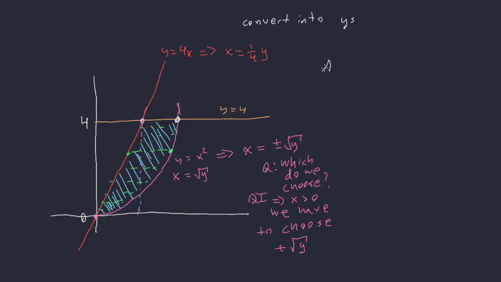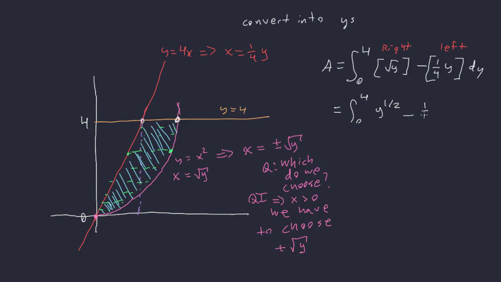Because to find the area now, it's going to be the integral from 0 to 4 of the right side, so square root y, minus the left side, which is 1/4 y. Notice I'm putting these in brackets just to really drive home the fact that we're doing right minus left. Okay, so this is the integral from 0 to 4 of y to the 1/2 minus 1/4 y. So when we integrate this, we're going to get 2/3 y to the 3/2 minus 1/8 y squared, evaluated from 0 to 4.